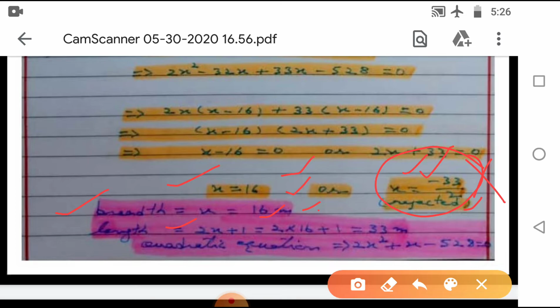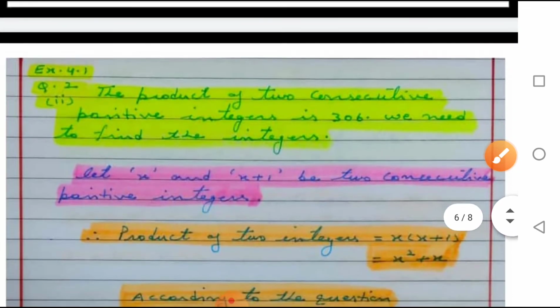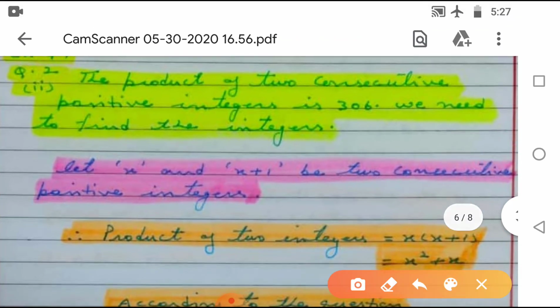After putting the value of x as 16, we get 2 into 16 plus 1, that is 16 into 2 is 32 plus 1 is 33, right. So, the quadratic equation is 2x square plus x minus 528 is equal to 0. Now, come to the second part of this, and the question is, the product of two consecutive positive integers is 306.